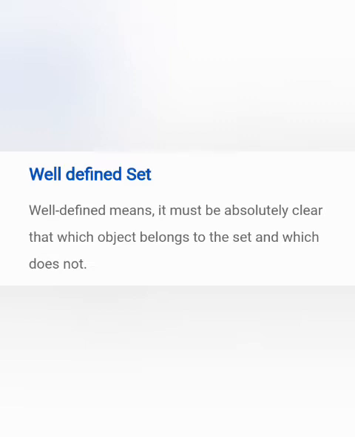Now, what do we mean by a well defined set? Well defined means it must be absolutely clear which object belongs to the set and which does not. That means defining the set properly. That is your well defined set.